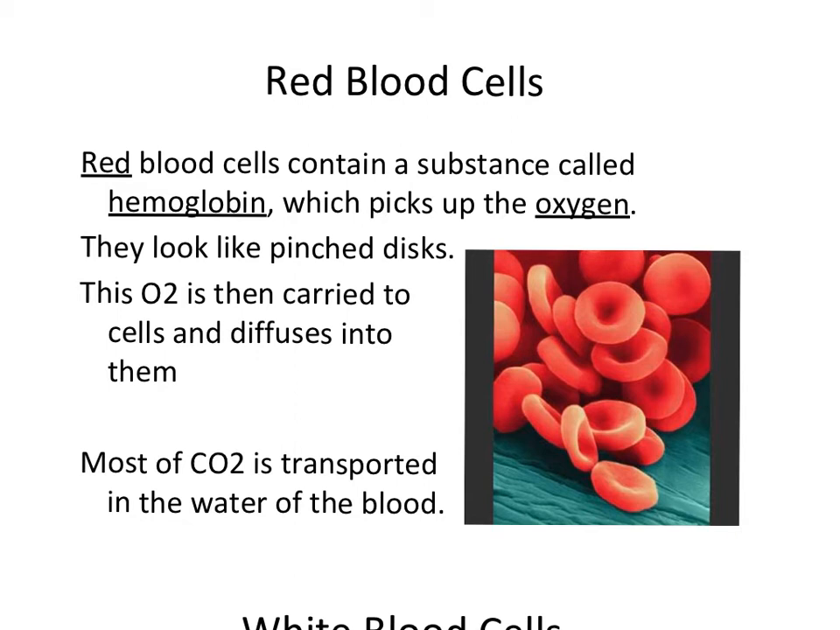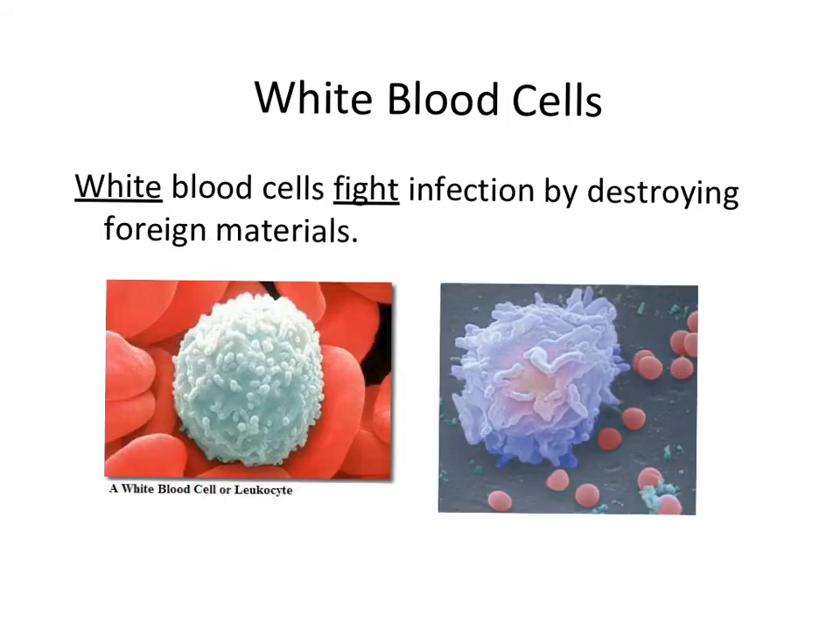Now, carbon dioxide can be transported by red blood cells, but usually it is transported in the water of the blood as part of the bicarbonate buffer system. And this basically just means ensuring that the pH of the blood doesn't get too low by adding those carbon dioxide molecules into it. Basically, what you need to know is carbon dioxide is transported mainly in the water of the blood, but can sometimes be transported by red blood cells.